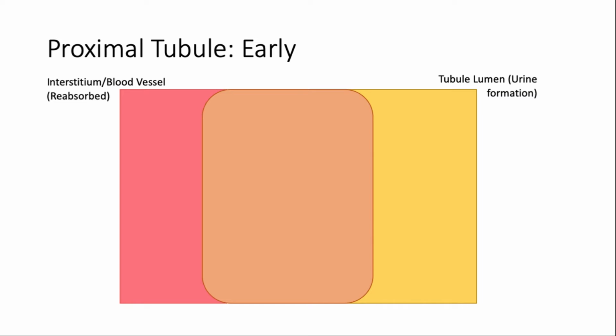Now, I want you to notice that every single portion of the nephron is going to have an active sodium-potassium ATPase pump. So over here is where your blood and interstitium is, in the red. The orange is going to be your epithelial cell that's lining the tubule lumen, which is over here in the yellow for urine formation.